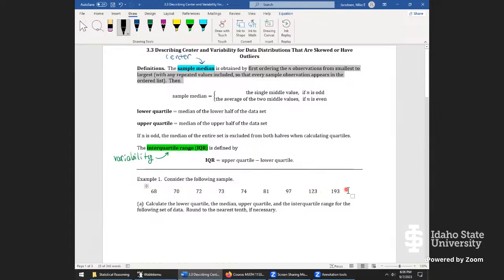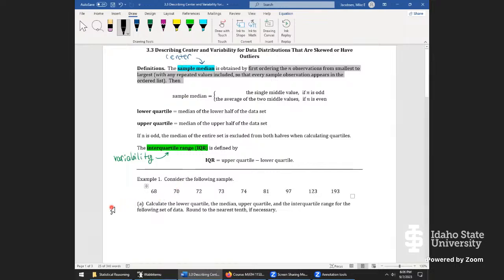Yeah, go ahead. Yeah, that's what the sample mean would be, exactly. The median would also be measuring the center, but it's more the 50th percentile. All the questions so far? Okay, well, let's give this a try.